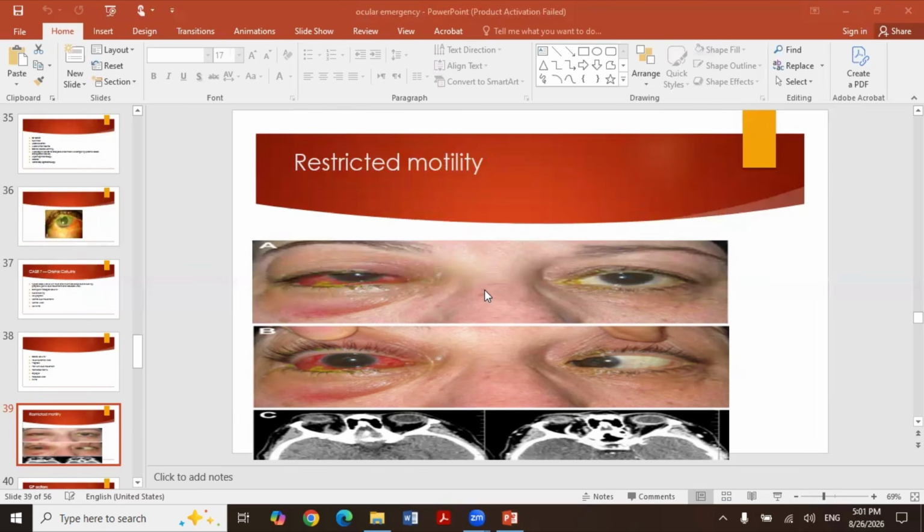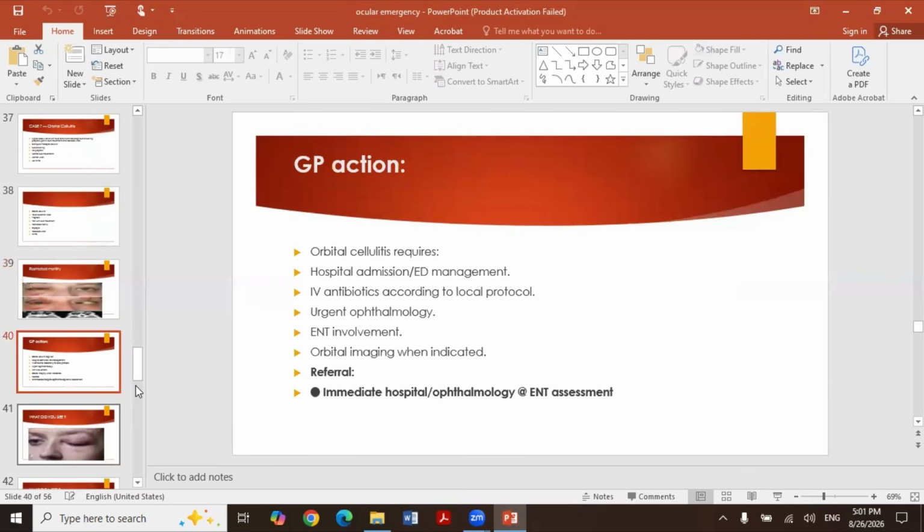The patient should be admitted to the emergency department. But if there is movement and there is no decreased vision and there is no rapid pupil response, round regular, mostly this is a preseptal cellulitis, and you can manage it as outpatient, not inpatient. So any orbital cellulitis requires hospital admission and emergency department management.